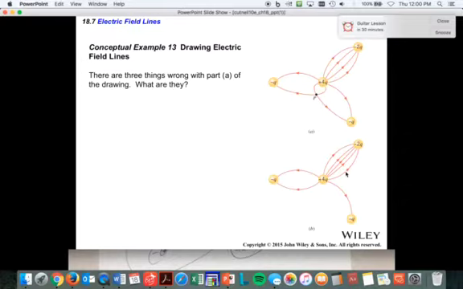Oh, I see. The electric field line's coming out of here. Oh, I got a guitar lesson in 30 minutes. Now you know my personal business.